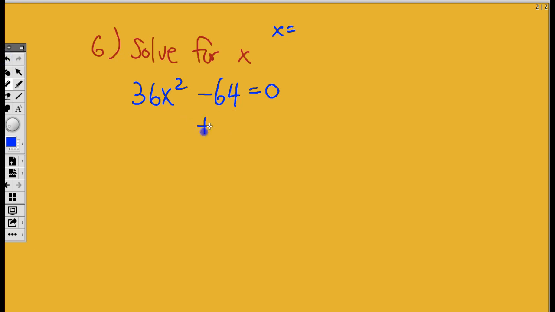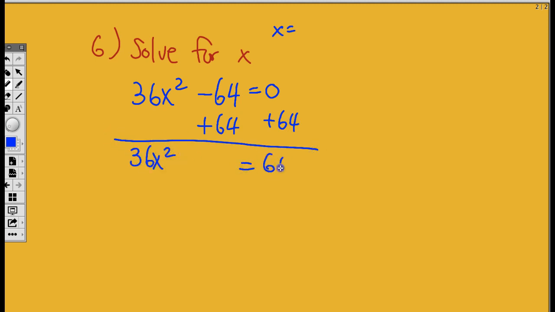I'm going to go ahead and add 64 to both sides, okay? So then that's going to give me 36x squared is equal to 64. Now what am I going to do? Yeah, divide both sides by 36. And so now x squared is equal to, when you divide this, you can divide top and bottom by 4, right? Am I right? I hope so. So then that's going to give me 16 on top, and 9 at the bottom, right?